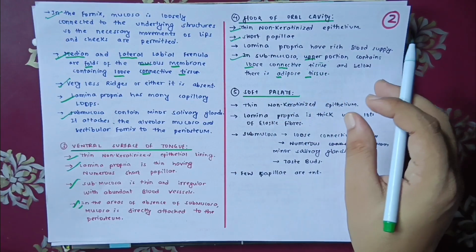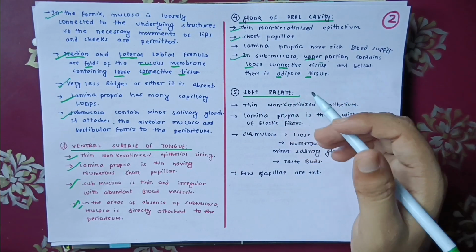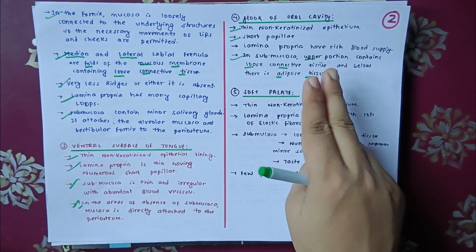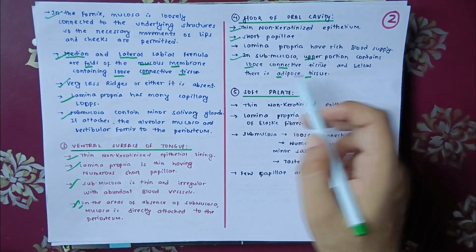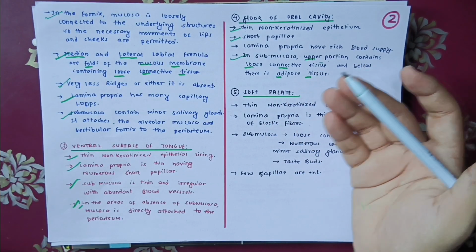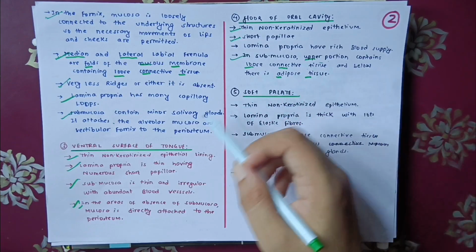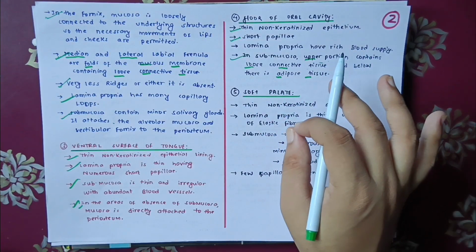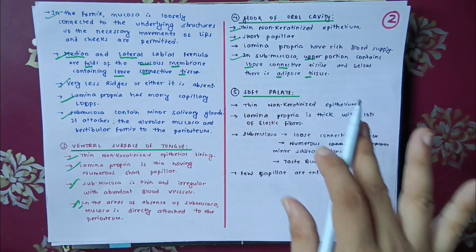If you get confused about what is in the upper portion and what is in the lower portion, then you can simply write that there is a presence of loose connective tissue and adipose tissue in the submucosa. Minor salivary glands are present there. So all those points will be correct here. This is quite a general topic.